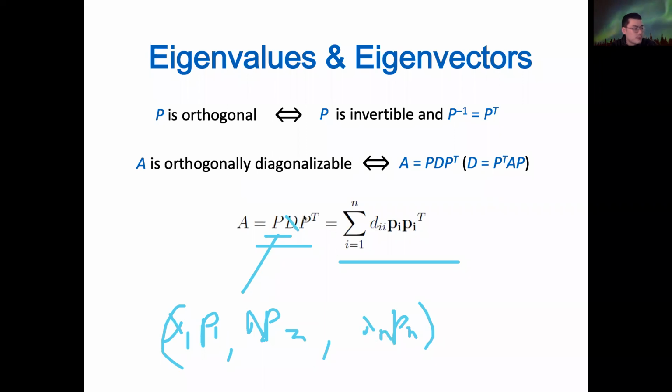Now we want to multiply by P transpose, right? What is P transpose? Remember, P is made of columns, right? So the transpose becomes row vectors, right? But P1 is a column vector, so you need to transpose it, okay? All the way to Pn transpose.